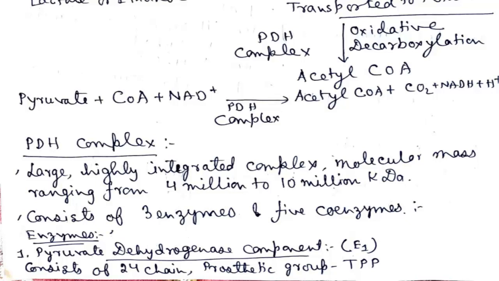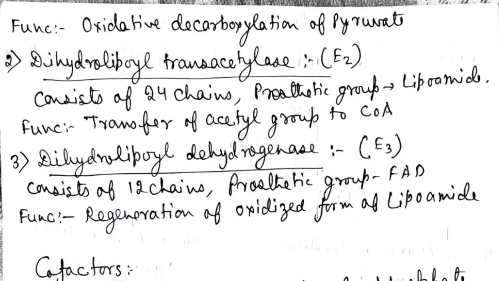Pyruvate dehydrogenase component is denoted as E1. It consists of 24 chains and its prosthetic group is thiamine pyrophosphate. Its function is oxidative decarboxylation of pyruvate. Next is dihydrolipoyl transacetylase. It is denoted as E2. It consists of 24 chains. Its prosthetic group is lipoamide. Its function is to transfer the acetyl group to coenzyme A.